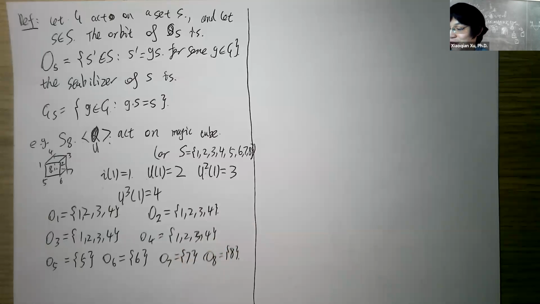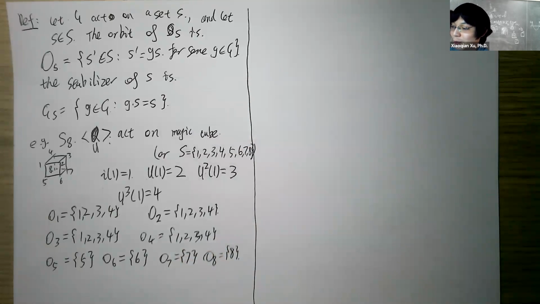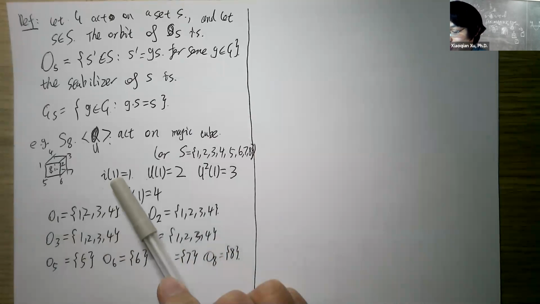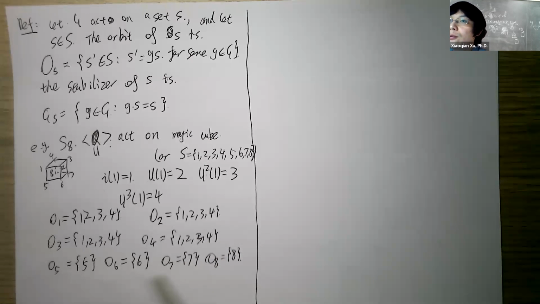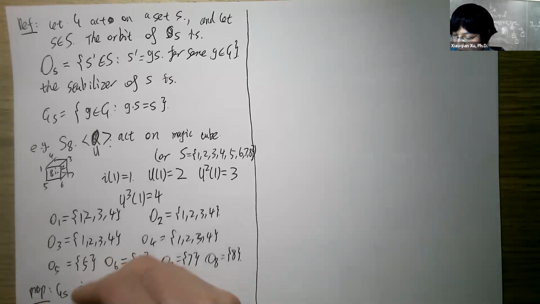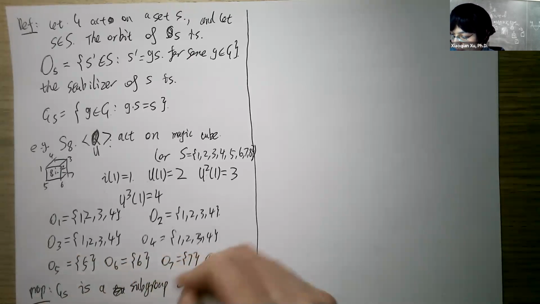And then you can see that the stabilizer of point 1 is just the identity in this group. So are those of 2, 3 and 4. But the stabilizers of 5, 6, 7, 8 are the whole group, right? And you can imagine something must be true, and it's easy to prove that. Very easy proposition: G_s is a subgroup of G.